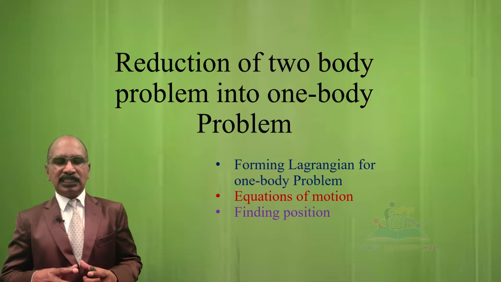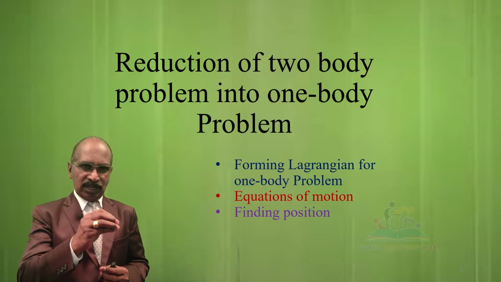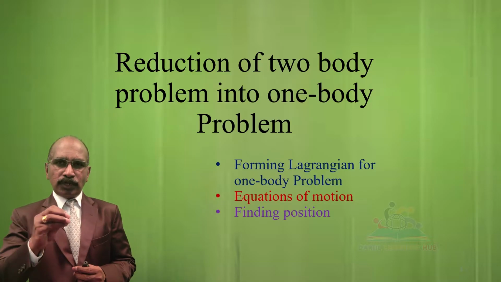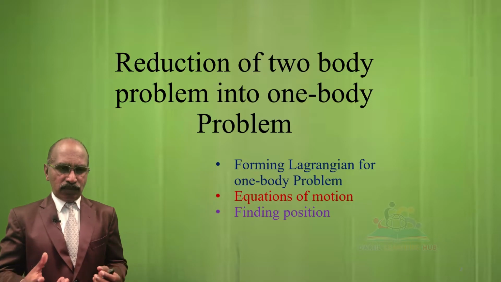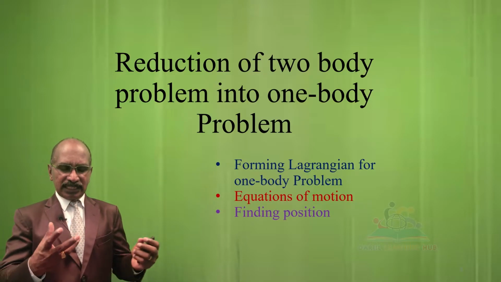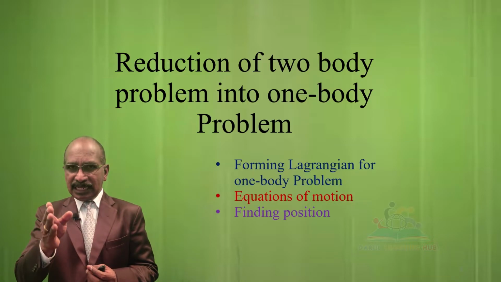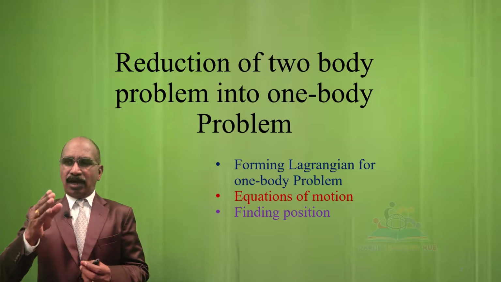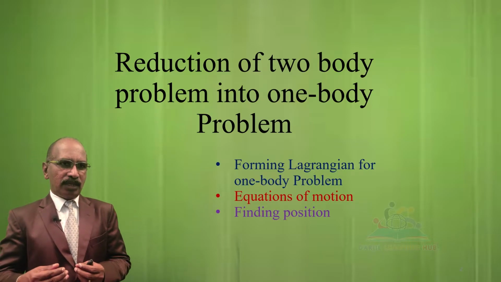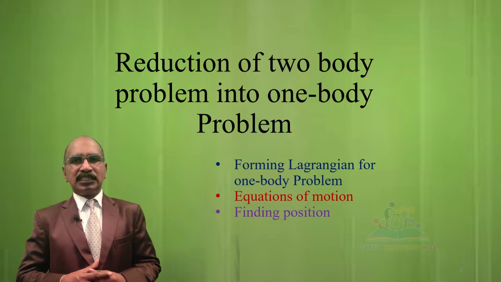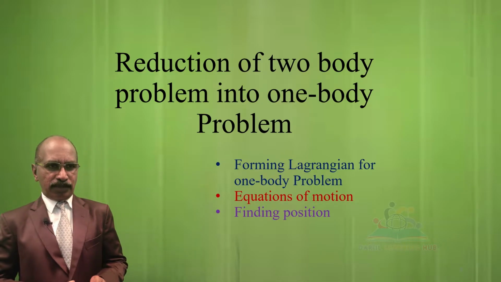By solving this, we are going to find out the position of the body at a particular time. What would be the position of the body at a particular time? You can think of the moon, the earth or the sun: in which direction or at which angle the sun will rise, or on what day the moon will be a full moon day. All these things can be explained by this reduction of a two body problem into a one body problem.